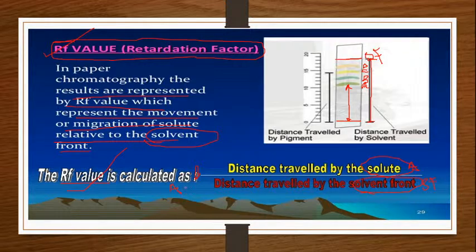Same way for the second compound B, you can go for B to the distance traveled by SF. Same for C, same for D. So you can go for any number of samples for determination of RF value. So have you got the concept of RF value? RF value is nothing but the movement or migration of the solute with respect to the solvent front, and in mathematical terms, it can be called the distance traveled by the solute to the distance traveled by the solvent front.